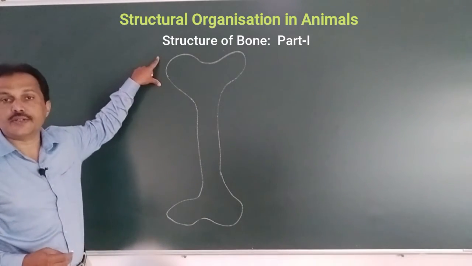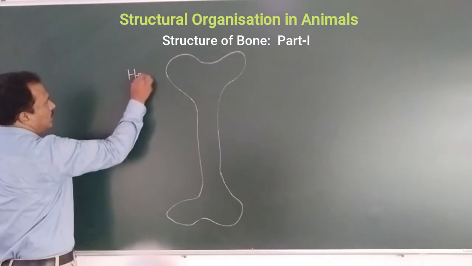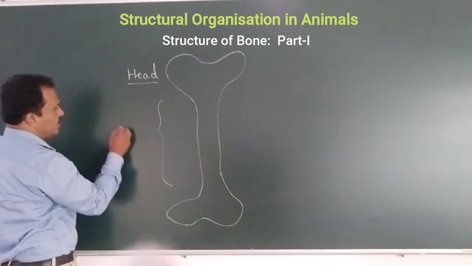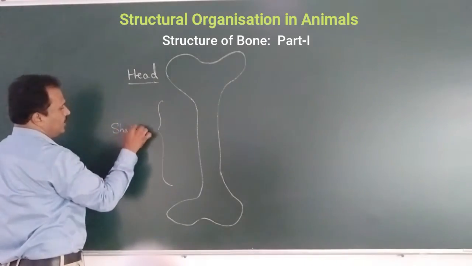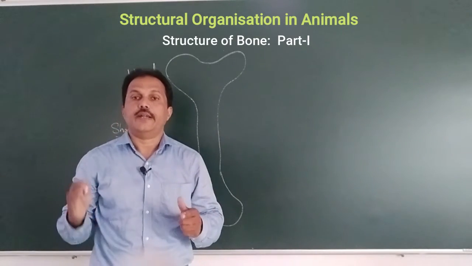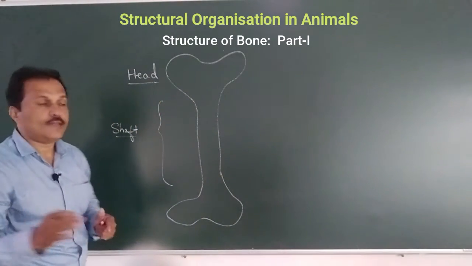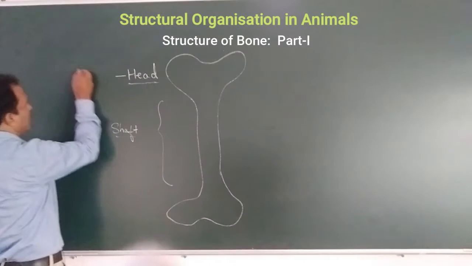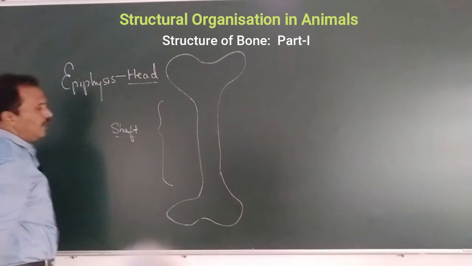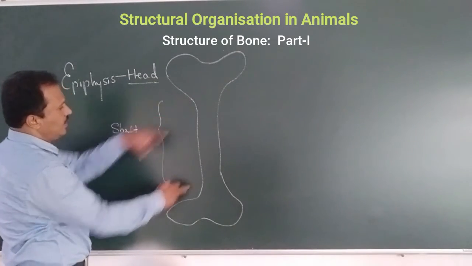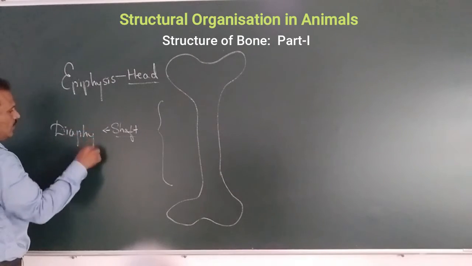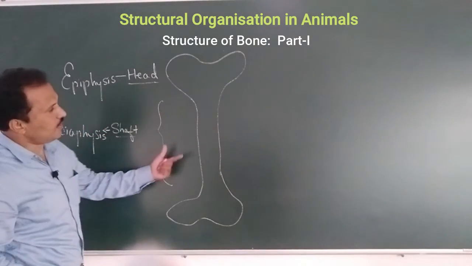Here we see the head region. This is nothing but the head region, and this region is the shaft region. These are the common names. This head region is known as epiphysis. This particular head region is technically known as epiphysis, whereas this shaft region is known as diaphysis. So these are the two important regions of the bone.